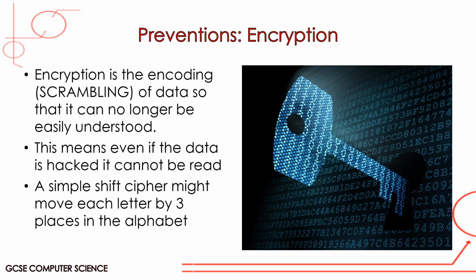Final prevention is encryption. Not all data can be prevented from somebody getting hold of it, so encryption is a very successful way of making sure that no one can read the data. A simple shift cipher might move each letter by 3 places in the alphabet, and without knowing how many letters it's moved, you wouldn't really be able to understand the information. Encryption scrambles up the data so it can't be read.